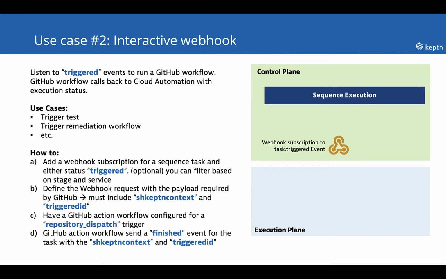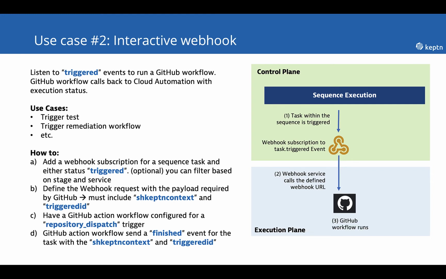The second use case I'm going to do is now called the interactive use case. Again, look at the animation on the right. We're going to have our control plane executing a task, which is going to be the triggered event for that task. We now have configured a webhook to subscribe to a task triggered event. Based on that, it's going to call our downstream tool, which is GitHub, to run a GitFlow action, which is simulating some sort of work. And then when that's done, it's the job of the GitFlow action to construct the cloud event to send back to the control plane so that the sequence can continue and complete.